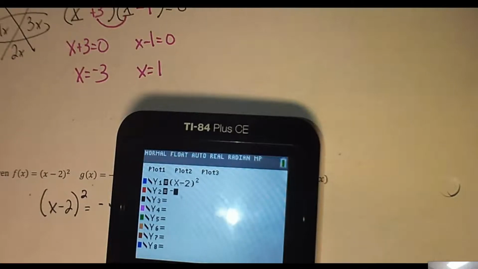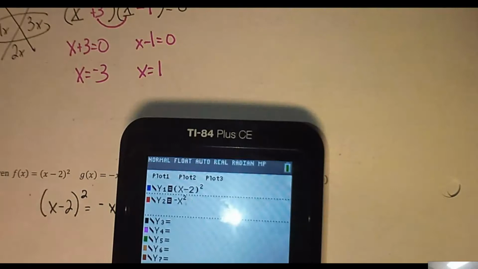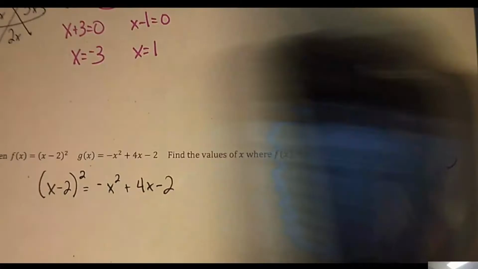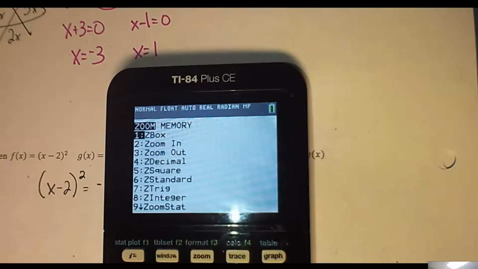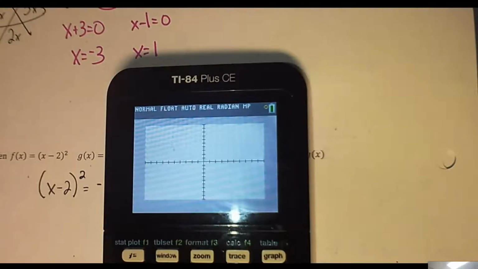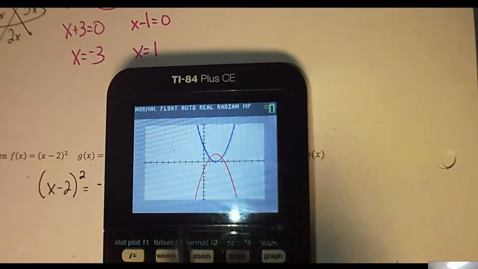And then negative, make sure you hit the negative button. Okay. And then I can hit zoom 6. And again, I'm looking for two answers, and these are both u's. All right, so where they meet.